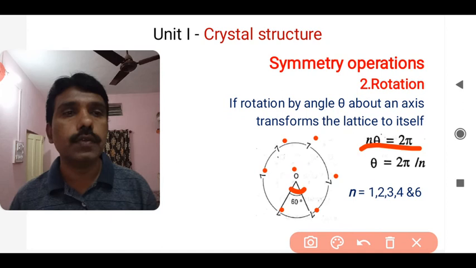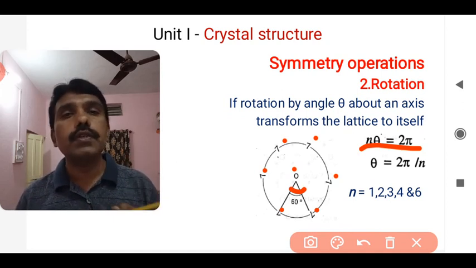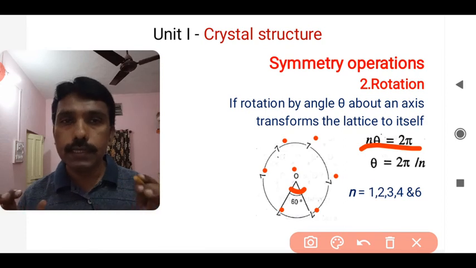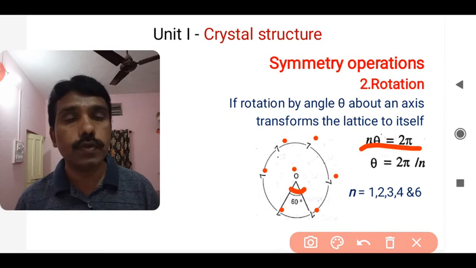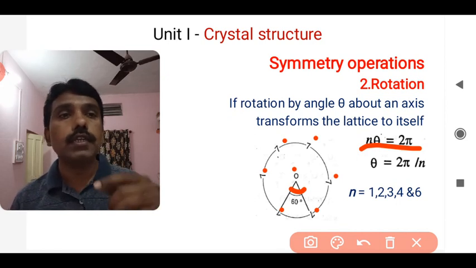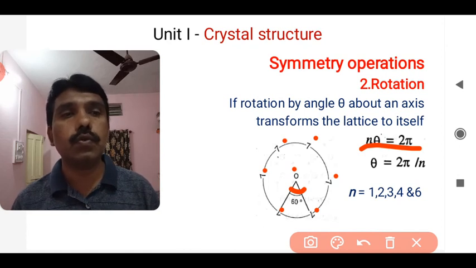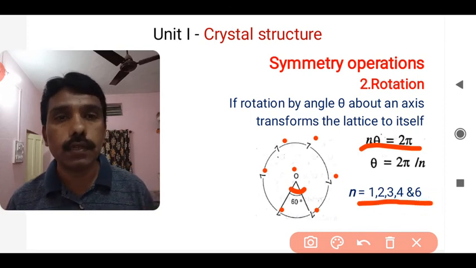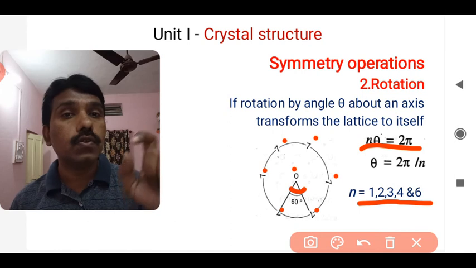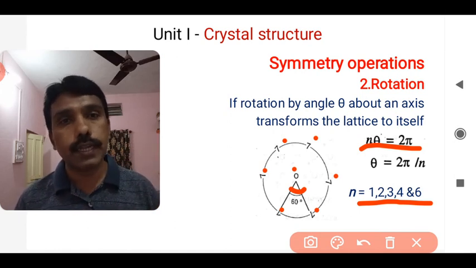Now again, the very important factor in this case: whatever number you want, you cannot put it. It has certain limitations, and what exactly these limitations are is quite interesting. If you look at these cases, the possible values of n shown here are 1, 2, 3, 4 and 6. The 5 is absent. The 5 is absent, which does not mean it is missing. It means it is not possible for 5-fold operations to exist.